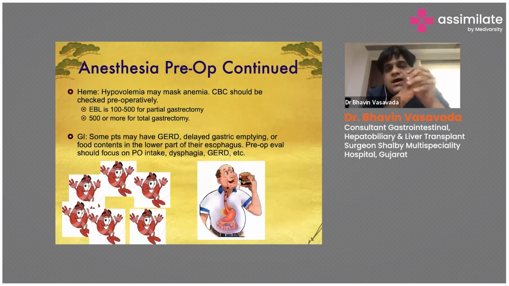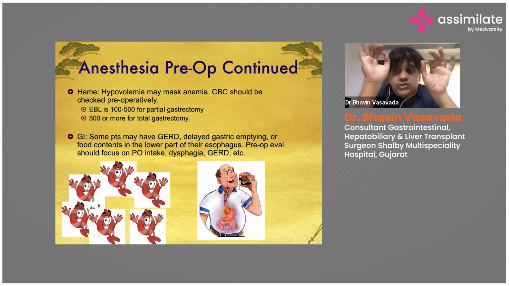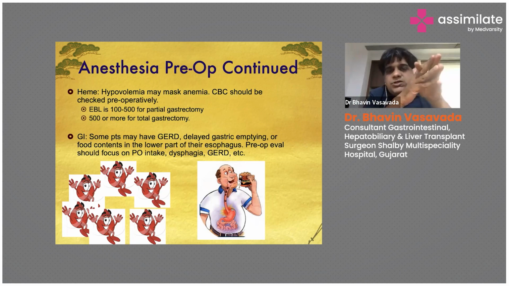Second, as I said, hypovolemia is there. So due to relative hypovolemia, your hemoglobin may be falsely elevated. So you have to check properly and correct the hypovolemia. Generally, blood loss for partial gastrectomy is around 100 to 500 ml. For total gastrectomy, it can be around 500 to 1 liter. So you have to replenish the blood. The preoperative hemoglobin level should be at least 8 or more than 8.